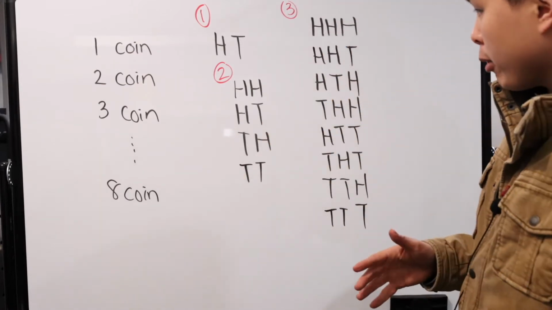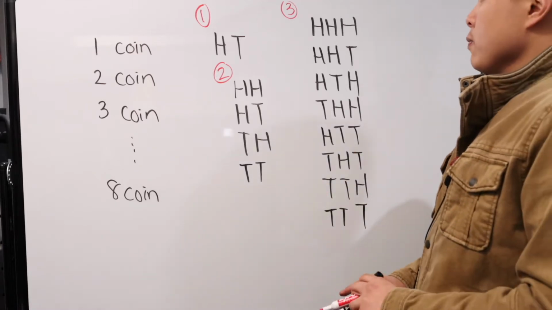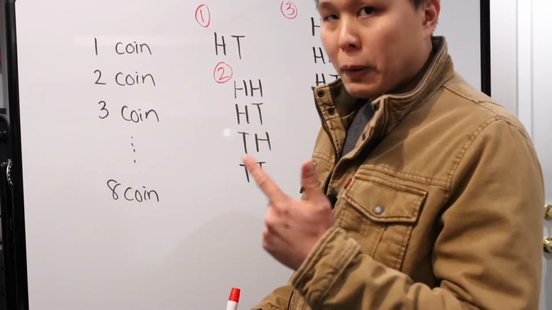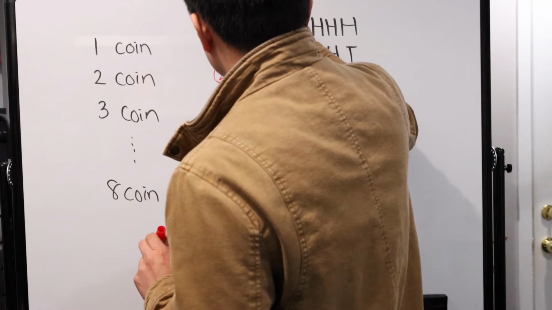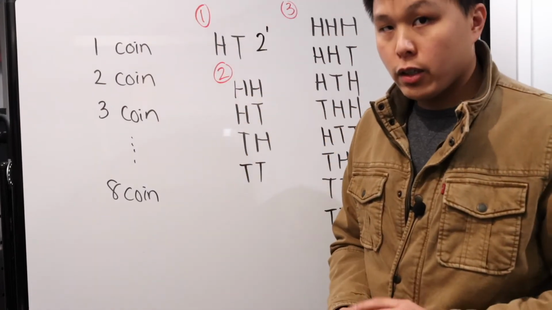Now, before we keep on going, because as we go more and more, it's going to drive us up the wall. Let's notice something. For one coin, there's two possibilities. There's a head and a tail. So technically, there's two. Now I'm going to write it in this interesting way: 2 to the first power, because there's only one coin.